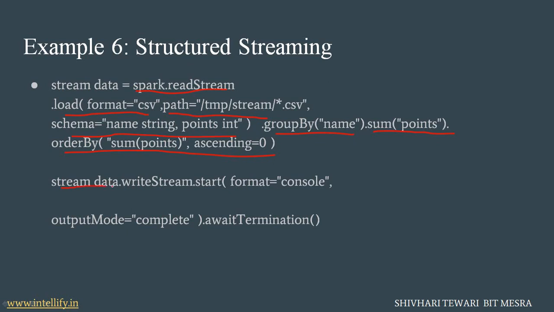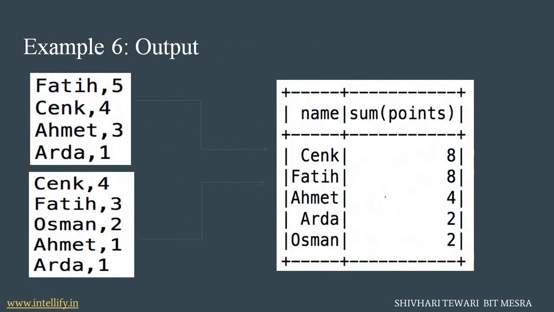So here is the code: stream data dot writeStream dot start, format equals console, and output mode equals complete, and then awaitTermination. That means we will wait for termination. After the process is done, it will terminate automatically.